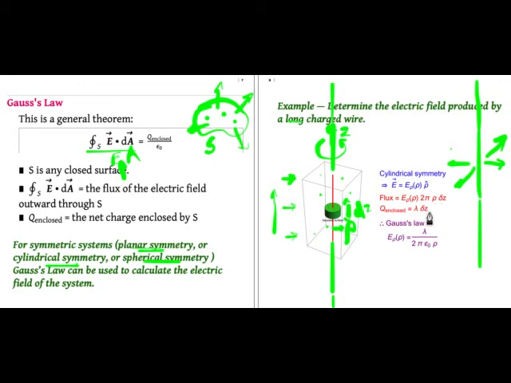Well, this has to be equal to this divided by epsilon 0. So E rho has to be, well, the dz's cancel. I can divide both sides of the equation by 2 pi rho. So E will be lambda over 2 pi rho divided by epsilon 0. And that's the result that we got before when we did the first calculation.